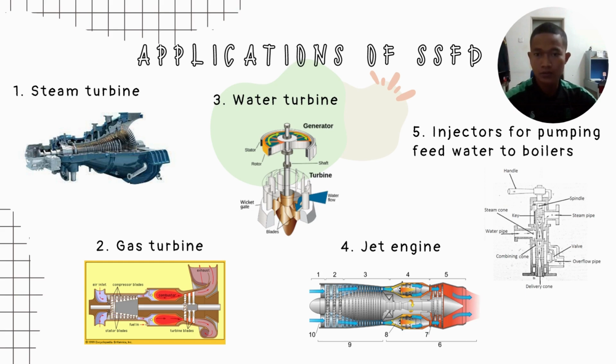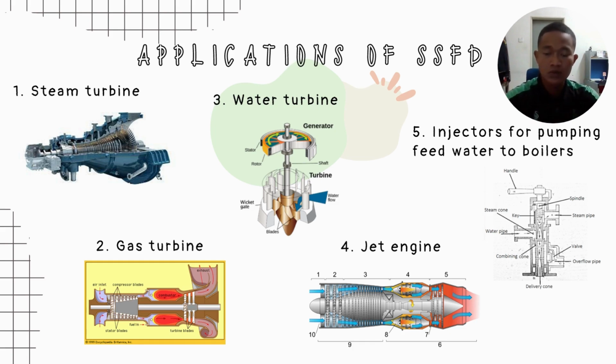Now I will continue about the applications of SSFD. First, the application is the steam turbine. Steam turbines work in a typical manner. They force high-pressure steam through multiple sets of blades and generate energy in doing so. In simpler terms, a steam turbine works by heating water to a very high temperature until it converts into steam. The steam produced in the process is used to rotate the blades of the turbine and produce rotational or mechanical energy.